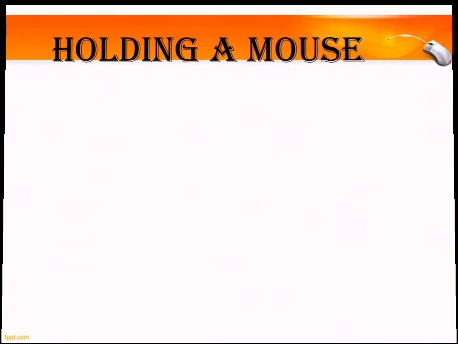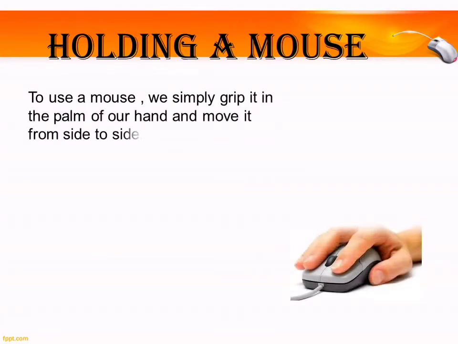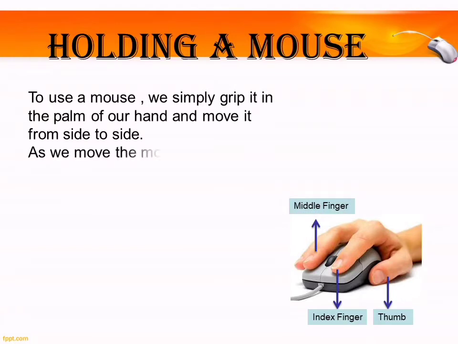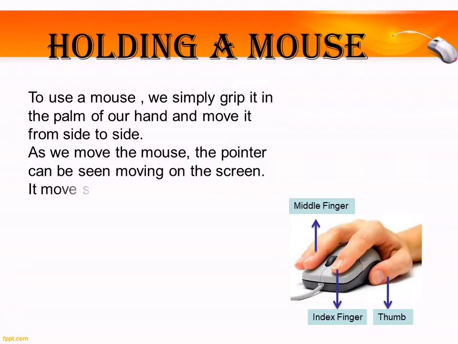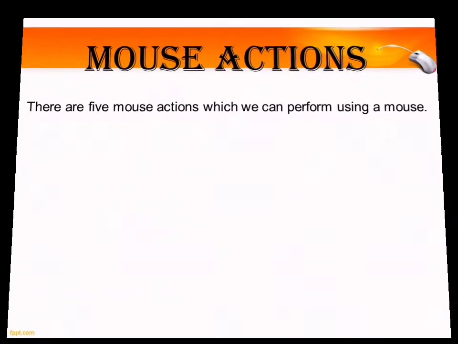Children, now we will learn to hold a computer mouse. To use a mouse, we simply grip it in the palm of our hand and move it from side to side. As we move the mouse, the pointer can be seen moving on the screen. It moves so fast from one corner of the screen to the other that it gives the impression of a mouse running around. Now we will learn about the mouse actions.